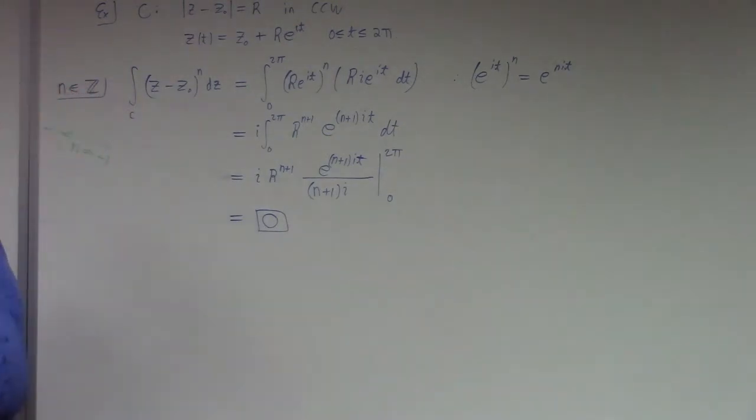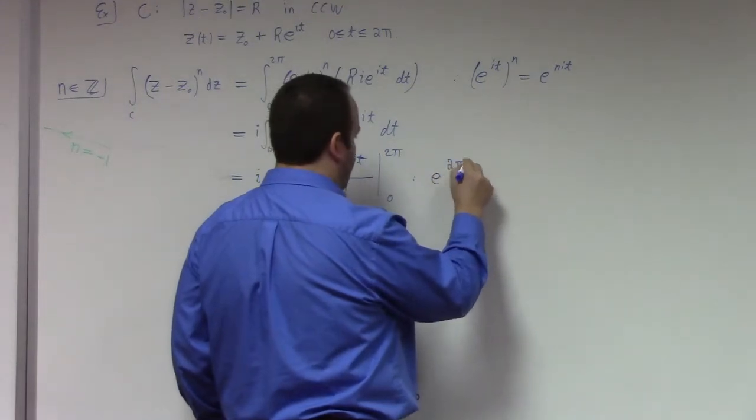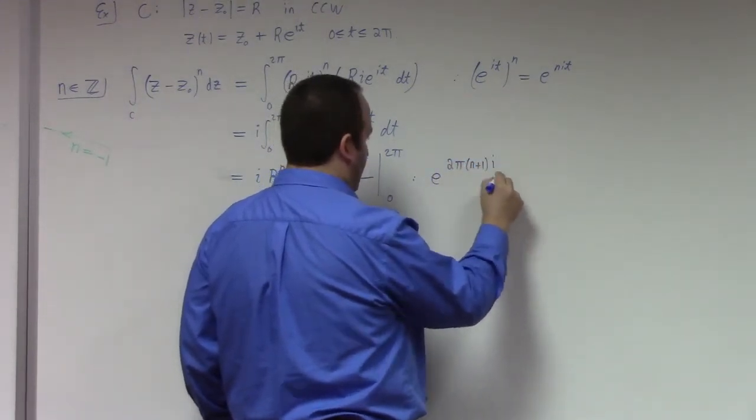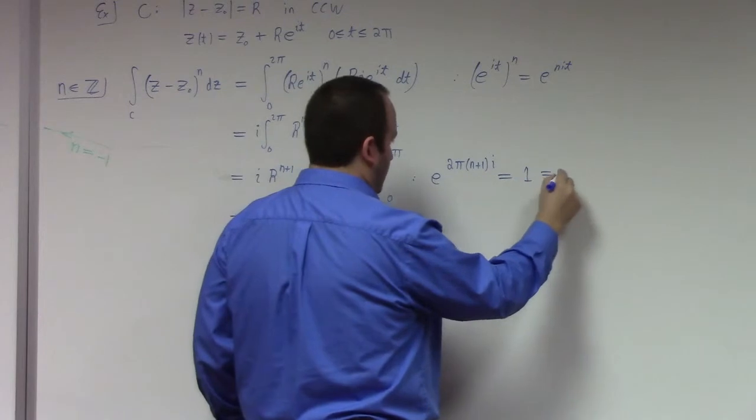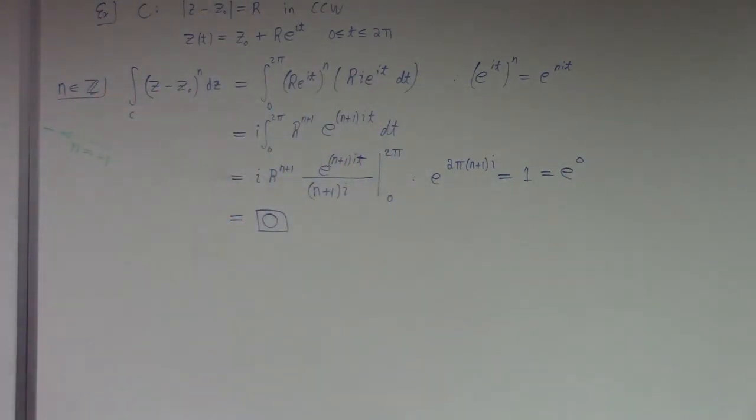Zero. Just to be clear, e to the 2 pi times (n plus 1) i is equal to 1, which is equal to e to the 0. So the upper and lower bounds cancel. And n plus 1 is harmless as long as n is not equal to minus 1. Are we good?